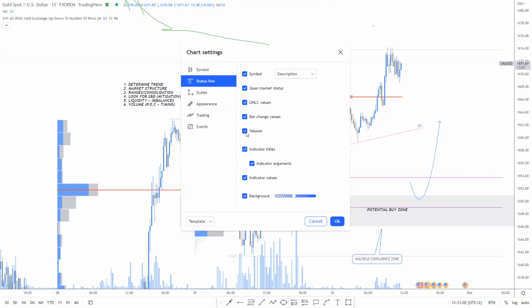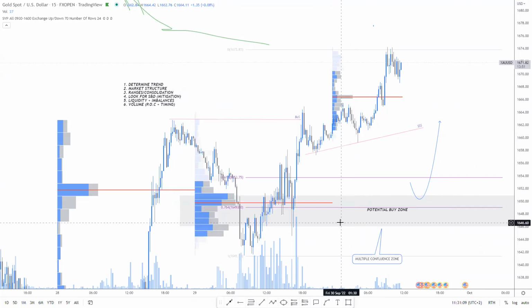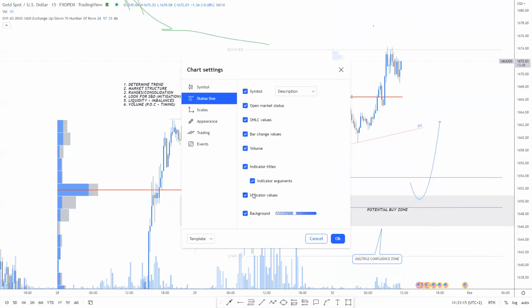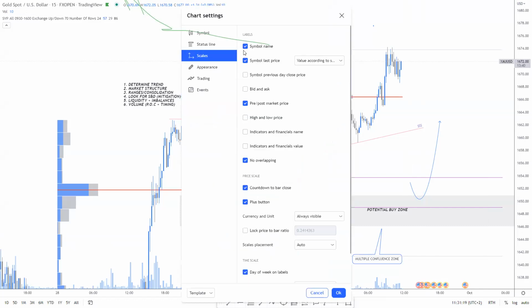Status, volume, there you go. On status line, it's the volume, okay? It's this one right here. If I take it out, yo, no, why isn't... okay, now I'm confused, but it should be somewhere here, the volume. Not sure why I can't see it.